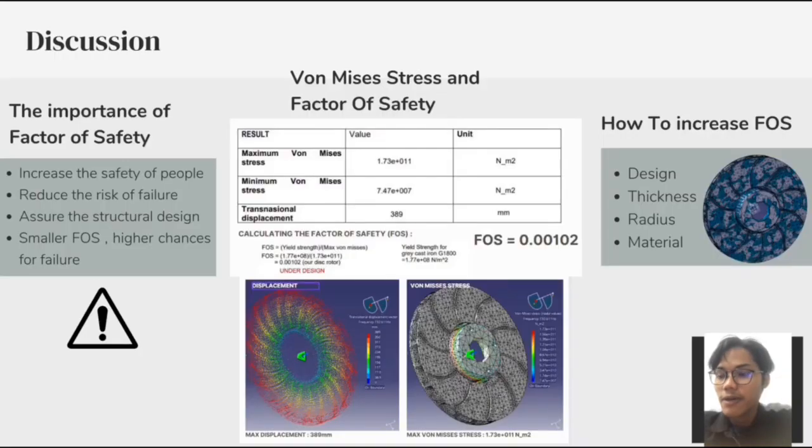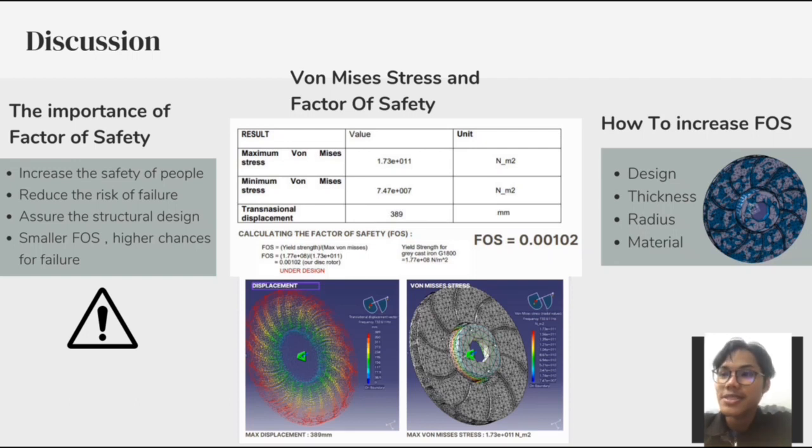Assalamualaikum. The factor of safety is very important because it increases the safety of people and reduces the risk of failure of a product. It is essentially used to assure the structural design does not have any unexpected failure or permanent deformation or defect. The smaller the factor of safety, the higher the chance that the product will fail. The design and material for this brake rotor play an important role in its factor of safety.